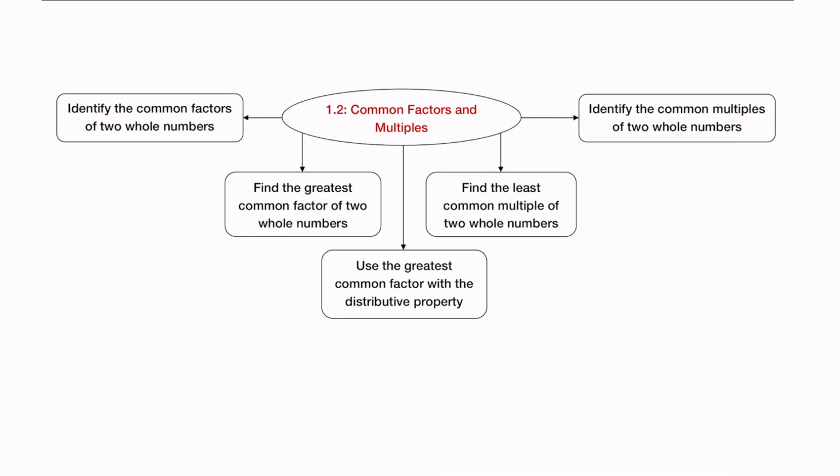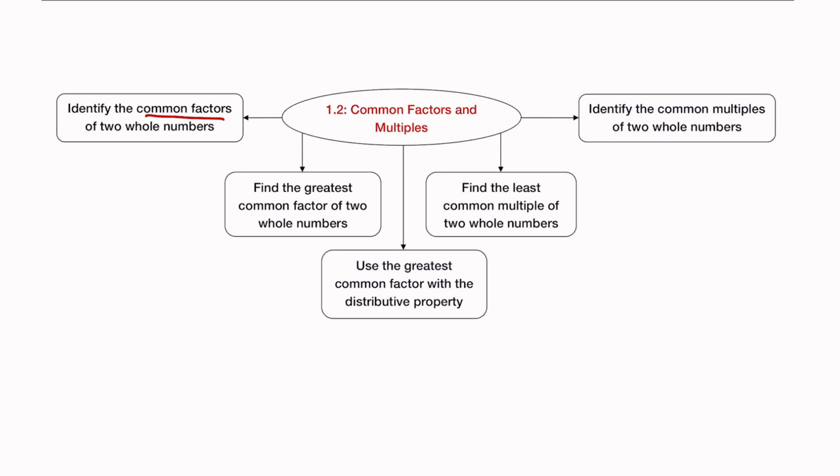As you can see in this chapter, there are 5 things that we need to understand. Let's get started with the first part, that's identify the common factors of two whole numbers. Common factors, meaning what? It would be common in both the numbers or 3 numbers or 4 numbers, as many numbers as you have. We have already studied about factorization, prime factorization in first chapter, right?